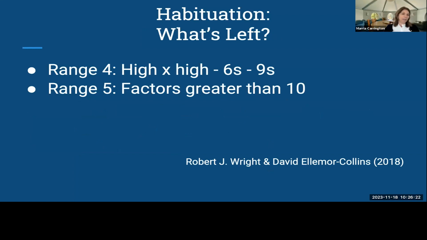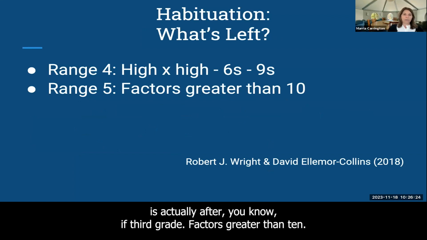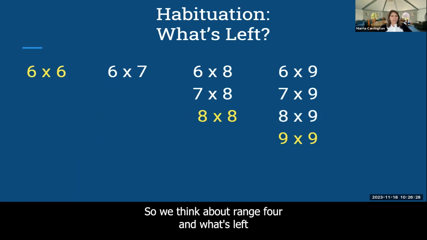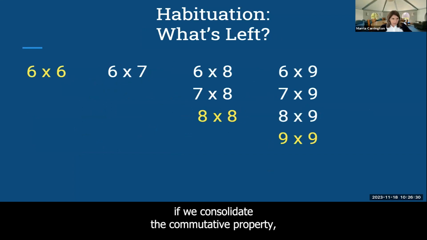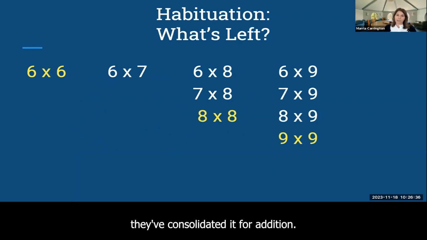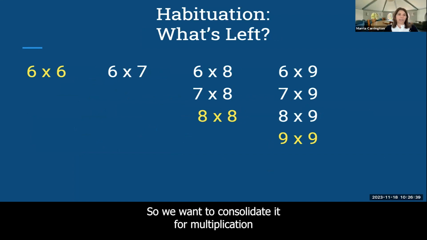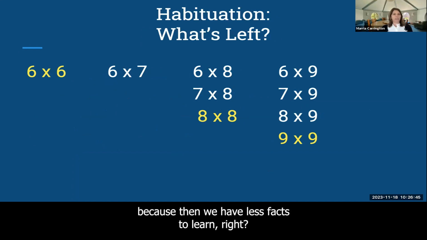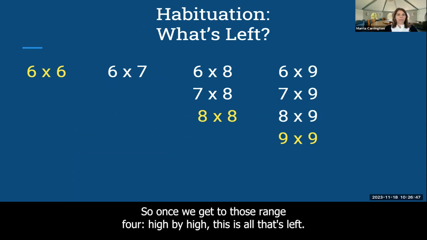And range 5 is actually after 3rd grade, factors greater than 10. So we think about range 4 and what's left. If we've consolidated the commutative property, which they've been looking at now in 1st grade, they've consolidated it for addition. So we want to consolidate it for multiplication before we get to the habituation. We need to consolidate that property, because then we have less facts to learn, right? So once we get to those range 4, high by high, this is all that's left.